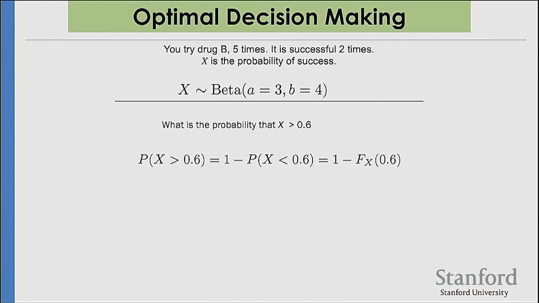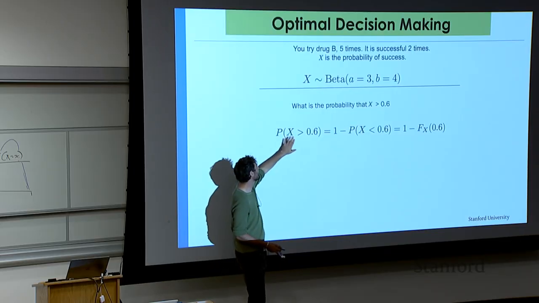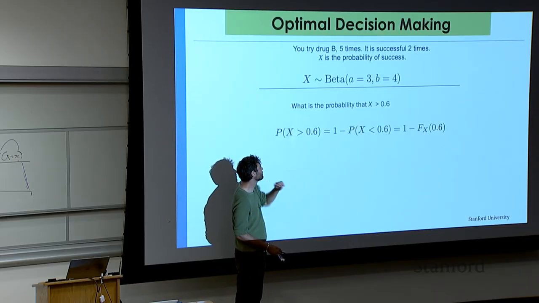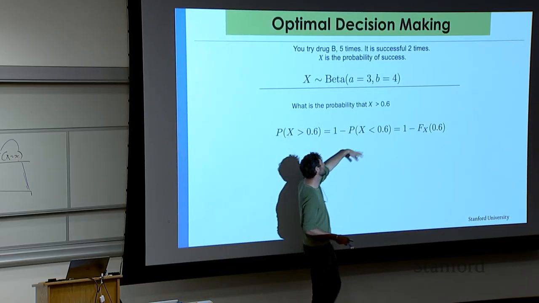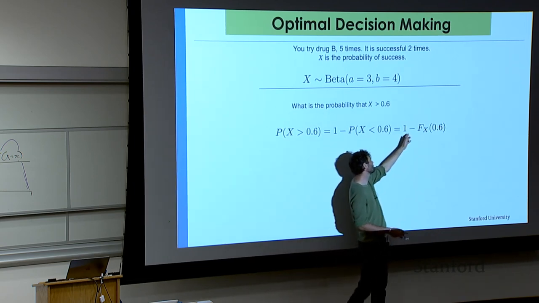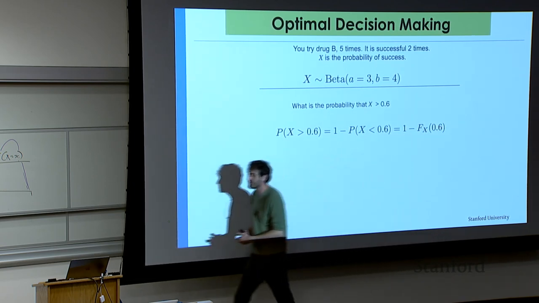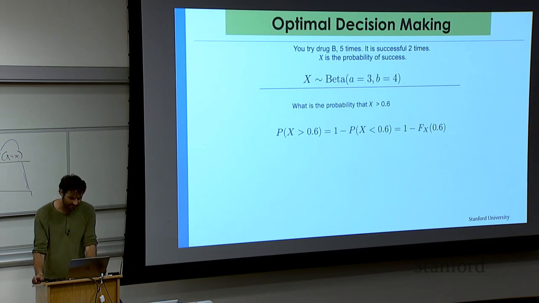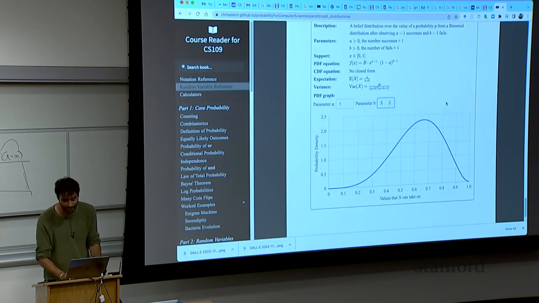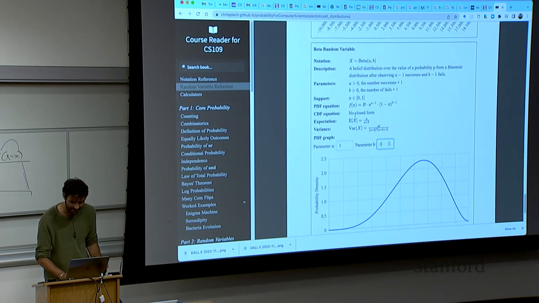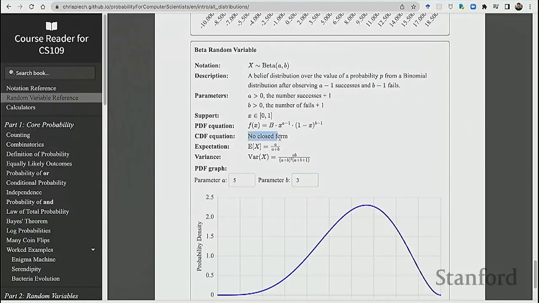What happens if I ask you what's the probability that the true P is greater than 0.6? Well, then that's asking the probability that my random variable is greater than 0.6, which we know is 1 minus the probability that the random variable is less than 0.6, which means you can do 1 minus the CDF of the beta. And then you're just like, oh, hey, I don't remember what the CDF of the beta is. You go over to your favorite course reader, and you're like, there's the PDF, and there's a CDF, hey!